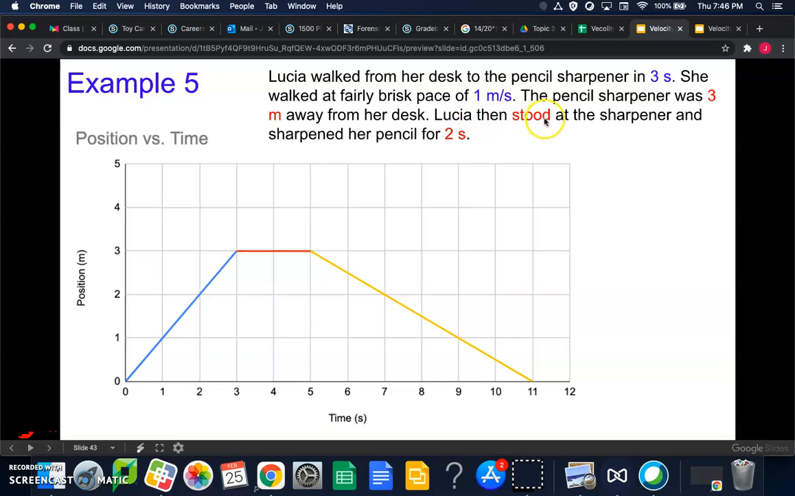Lucia then stood, right? So stood indicates that she's not moving. We know she's not moving because the slope of this line is 0 meters per second. She stood at the sharpener and sharpened her pencil for 2 seconds. We know she was there for 2 seconds because it goes from 3 to 5 seconds.